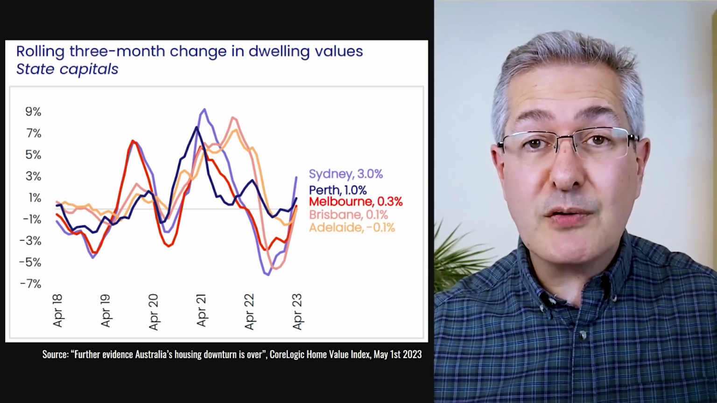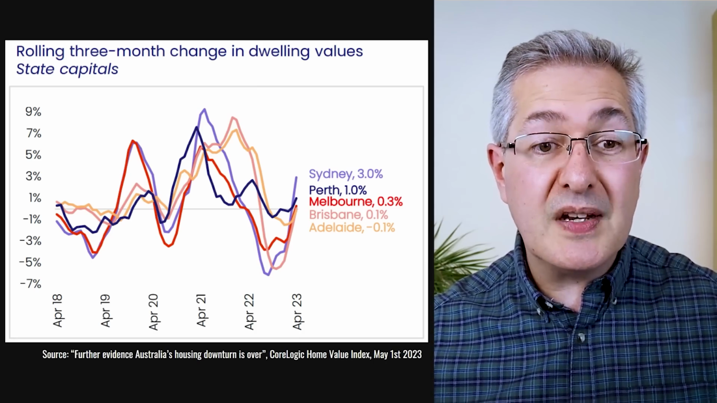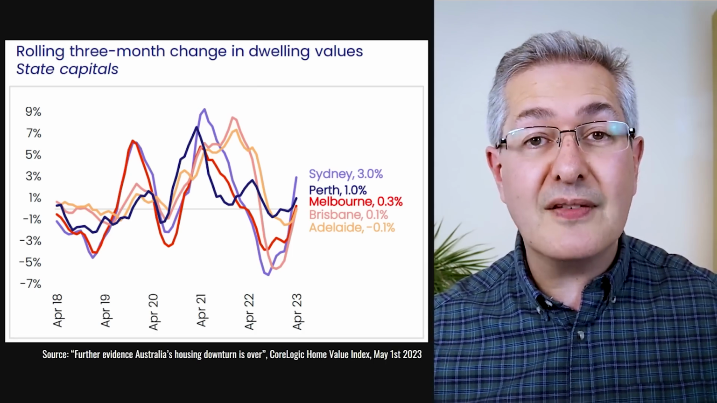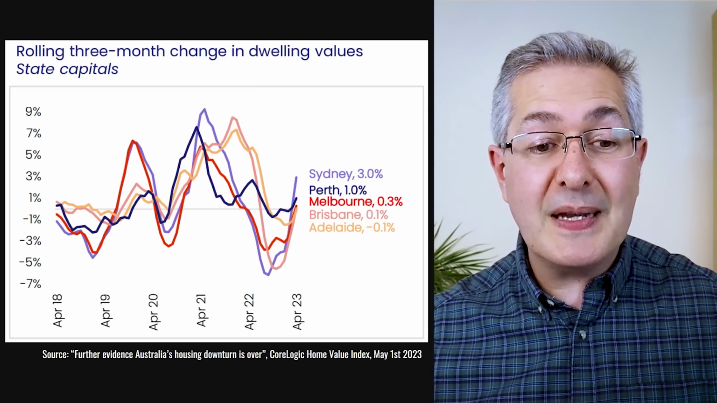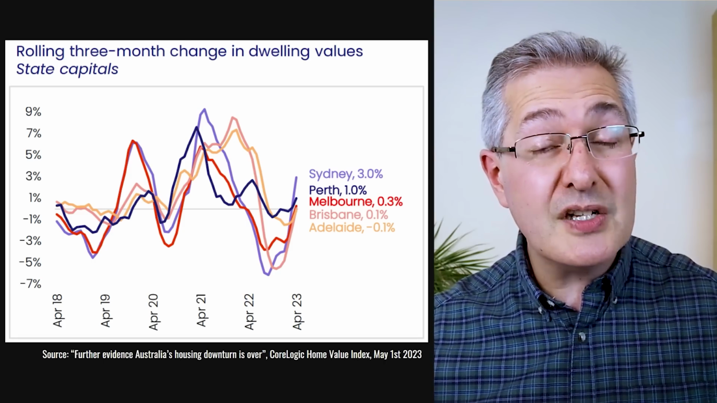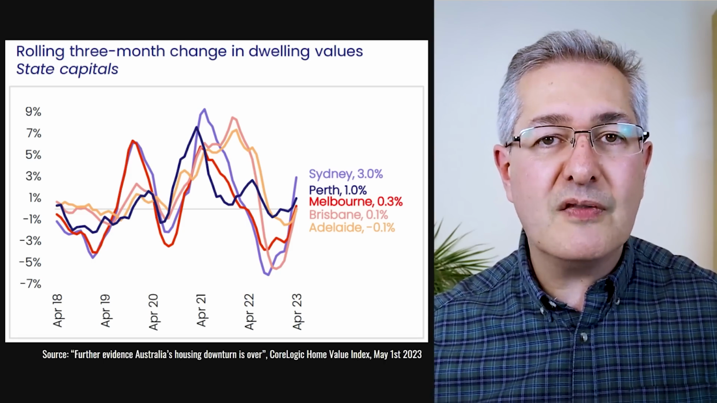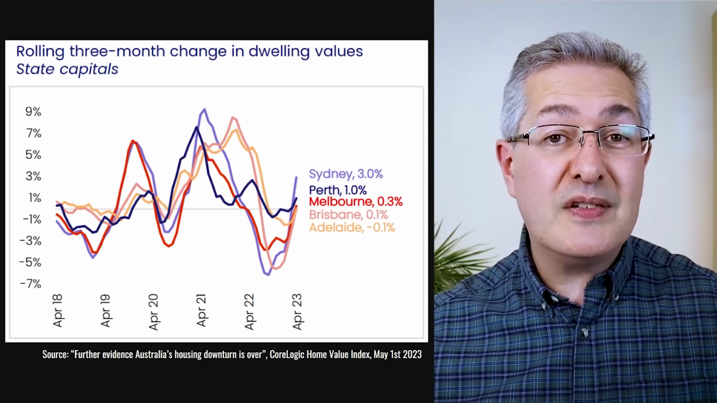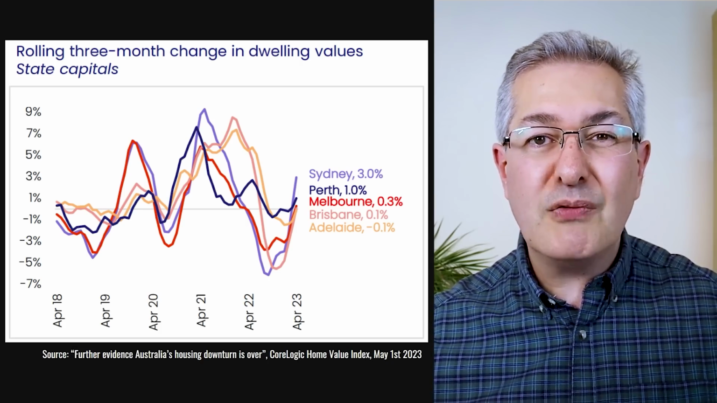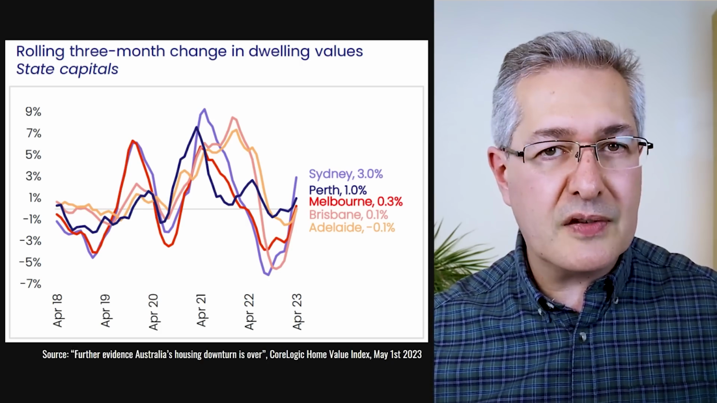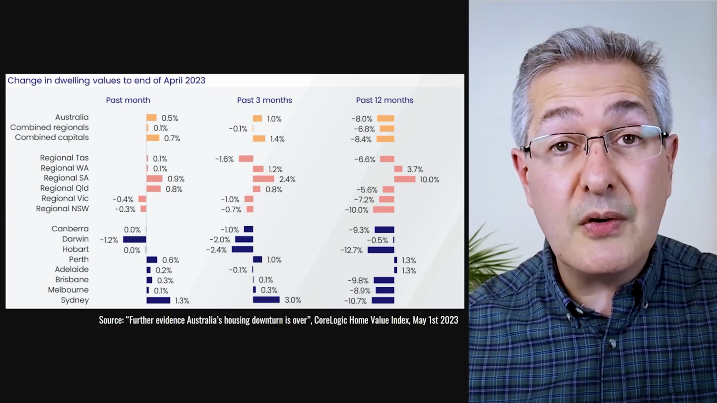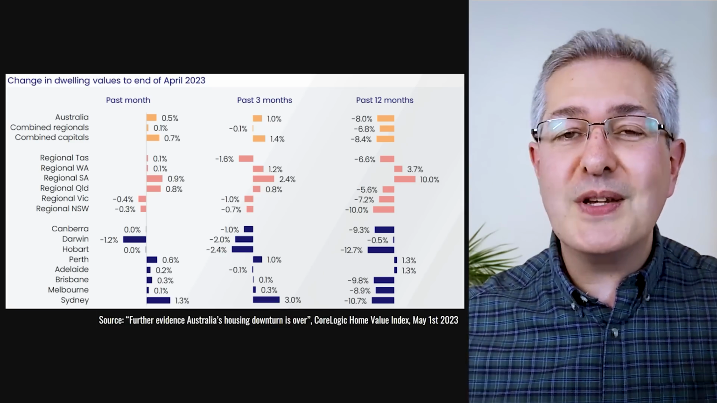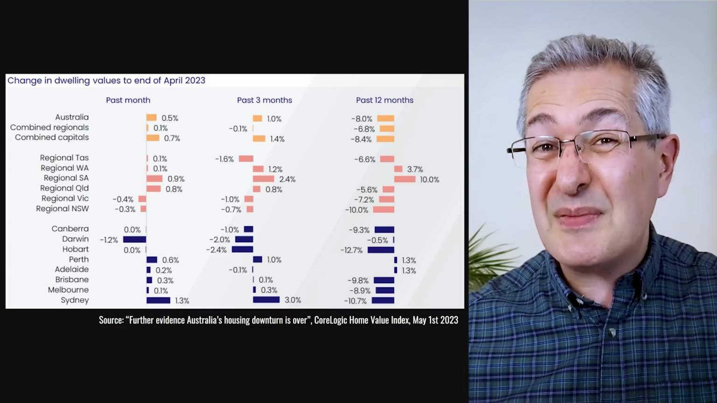countries. If we look at house prices across the state capitals, and here we're looking at the 3-month change in dwelling values, notice how we did have a big negative dip, but it was fairly short-lived. And now it looks as if we're about to see the end of that dip. So for example, in Sydney, we're seeing house prices increase at roughly 3% over the last 3 months. And if we look at Australia as a whole, year on year, we're still seeing price falls of about 8%.